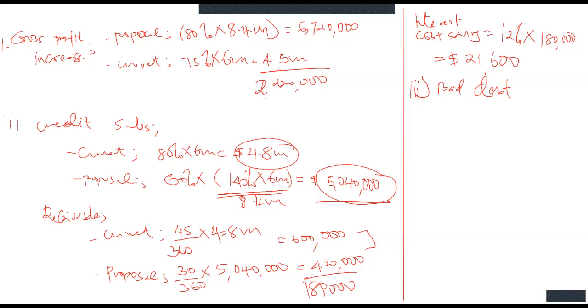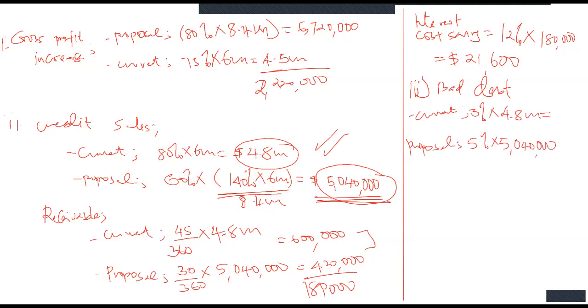So currently, the bad debt is 3% of credit sales. We have credit sales here already, so times 4.8 million. Proposal, the bad debt will be 5% times the new credit sales, which is 5,040,000.